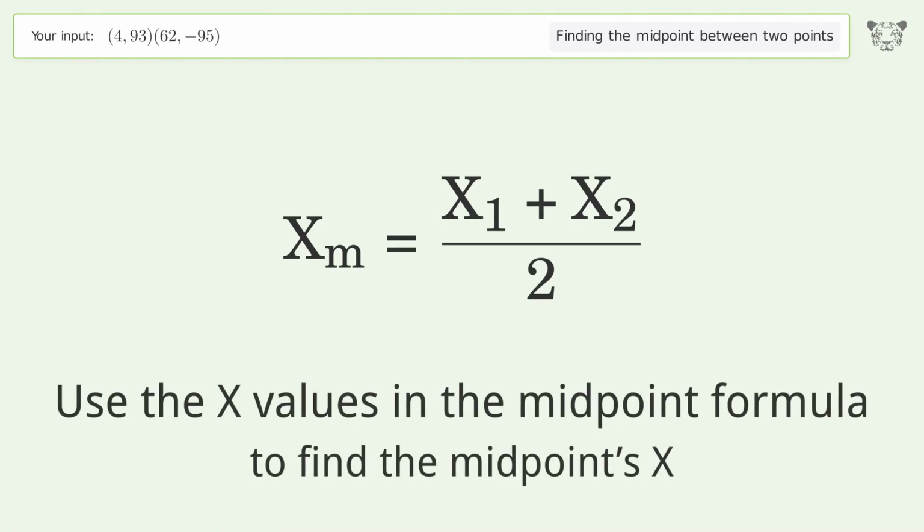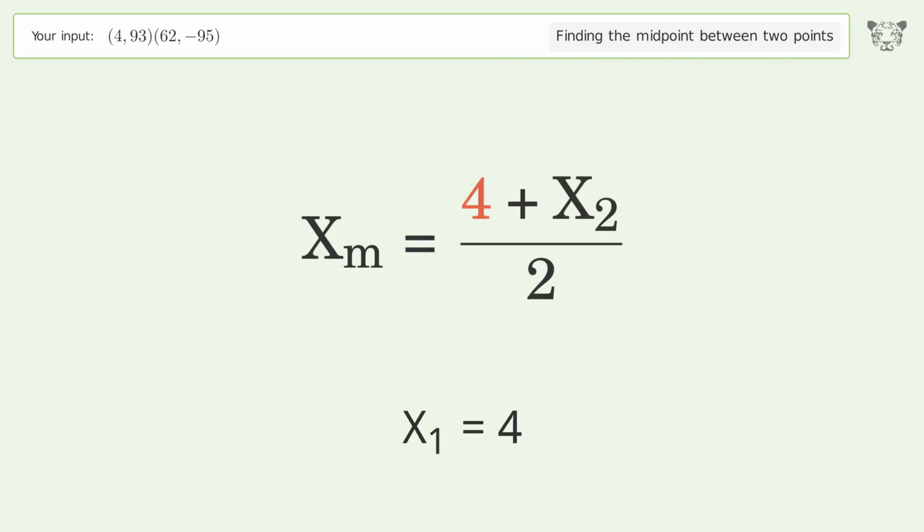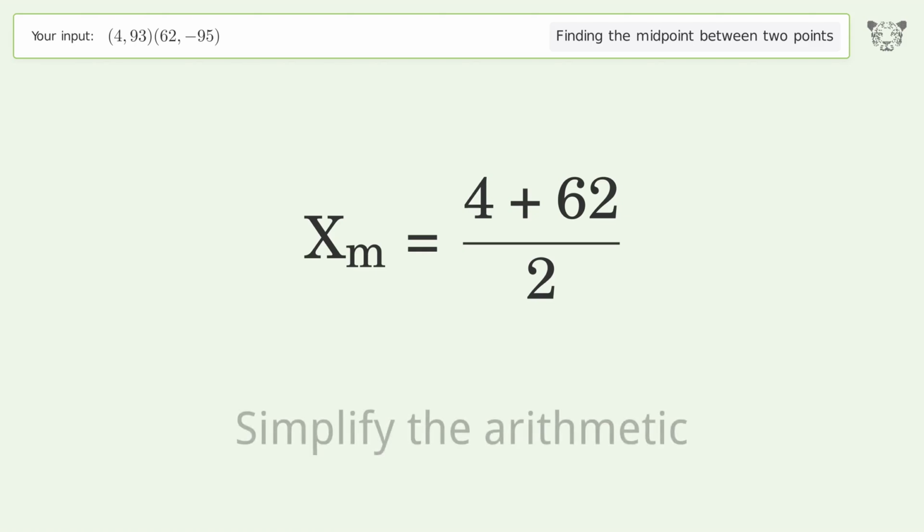Use the x values in the midpoint formula to find the midpoint's x. x1 equals 4. x2 equals 62. Simplify the arithmetic.